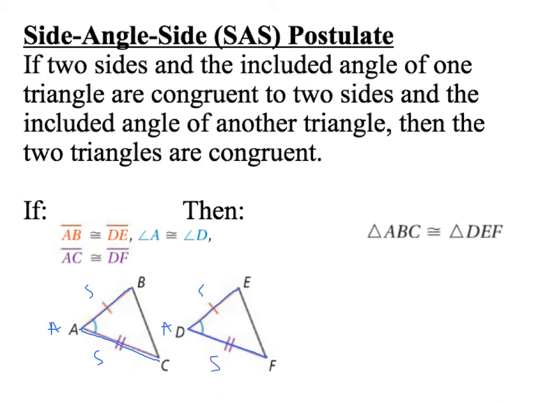So again, when you're writing your congruent statement, you want to make sure that it goes in that same order. So if I start with AB, I have to make sure to start with DE. And A and D should be in the same spot because those two angles are congruent. And A and C should be in the same spot as DF because those two lines are congruent.